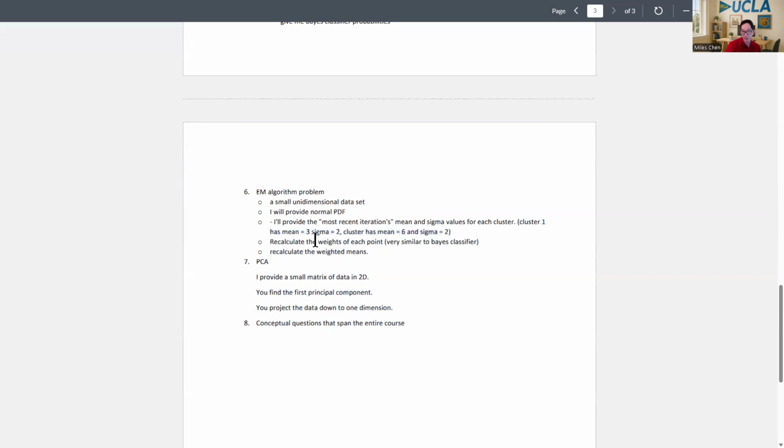mean and standard deviation values, you'll recalculate the weights similar to the Bayes classifier, and then based on that, you'll recalculate the means. I won't have you recalculate the standard deviations, but that's part of the EM algorithm, and I'll go over the EM algorithm in today's lecture, and then the other part will be principal components analysis. And I will provide a small matrix of data in 2 dimensions, and I'll ask you to find the first principal component. And then once you find the first principal component, you'll project the data down to that 1 dimension.